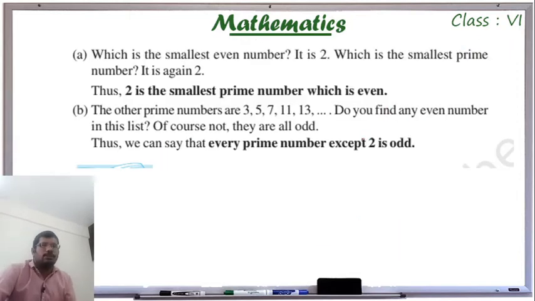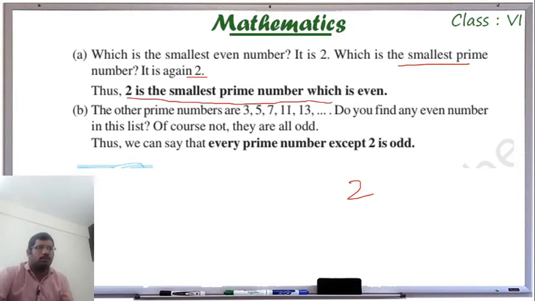Now read this question. Which is the smallest even number? Is it 2? Okay, the smallest even number is 2. Which is the smallest prime number? It is also 2. So 2 is the smallest prime number, and it is even. The other prime numbers are 3, 5, 7, 11, 13, etc. You have to study the list of prime numbers. You have to study all the numbers.